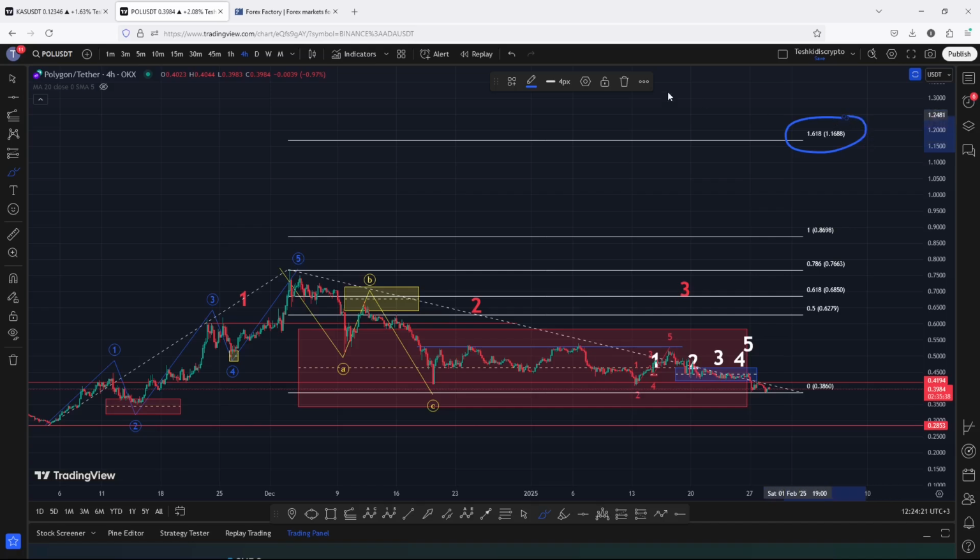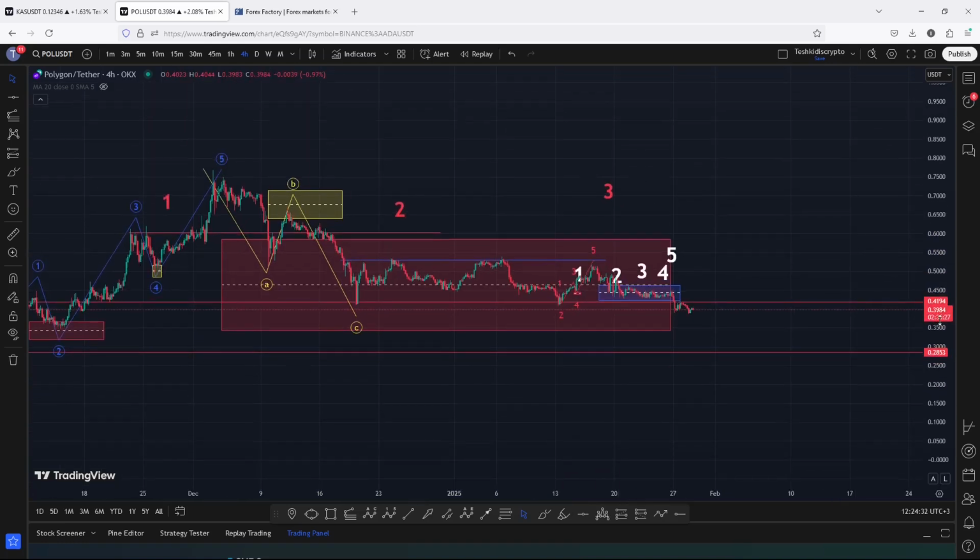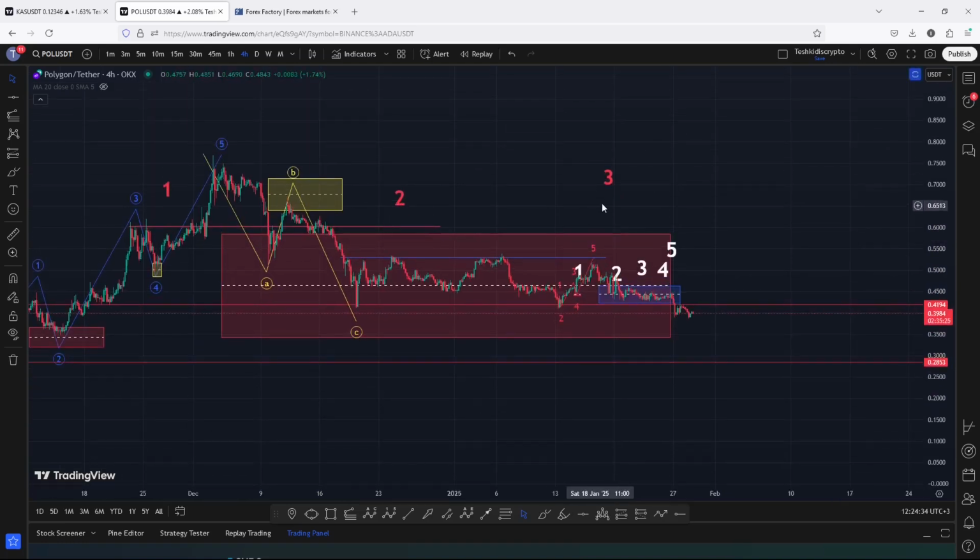And for that to play out, we first need to see an initial 5 wave structure to the upside from the lows we made on the 28th of January to confirm to us that we have a low in place in the formation of this wave 2 and the wave 3 is just getting started.